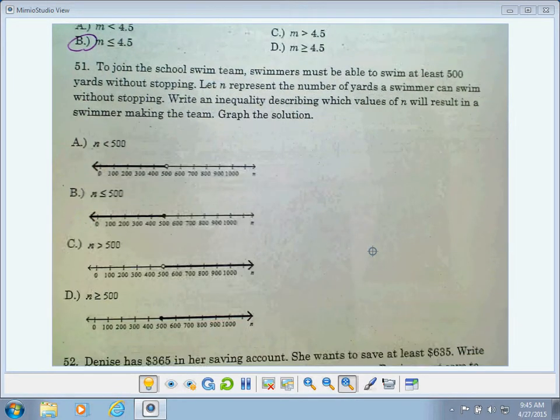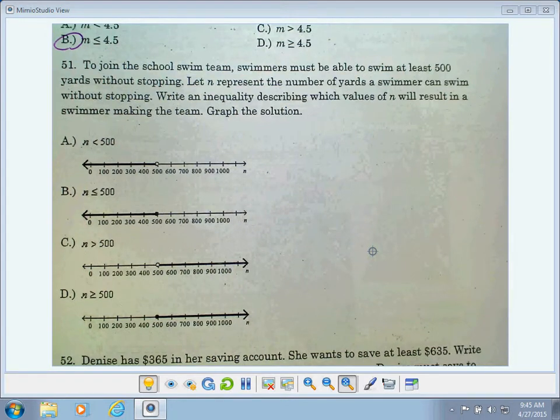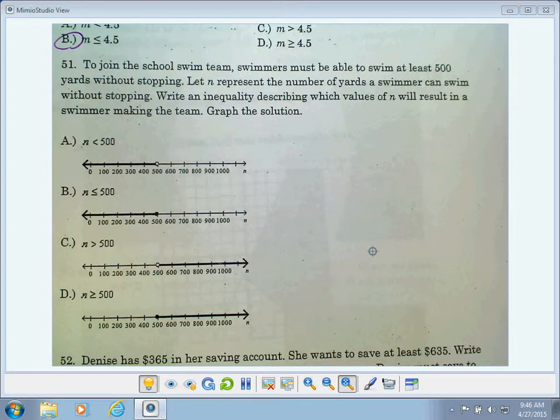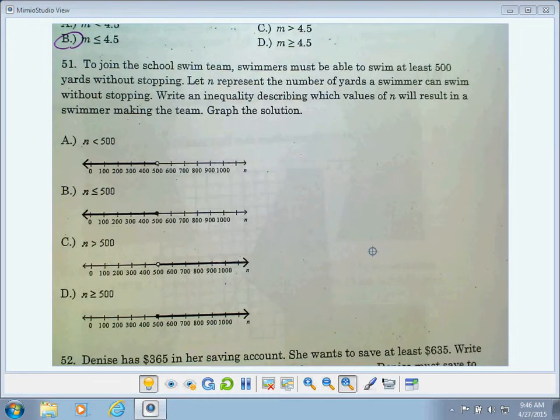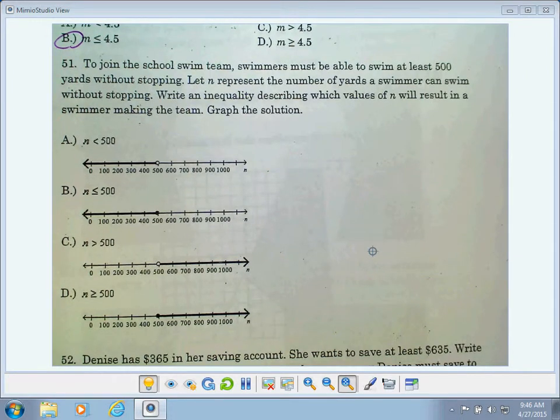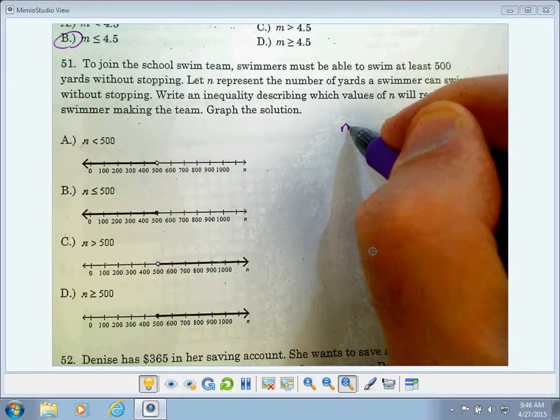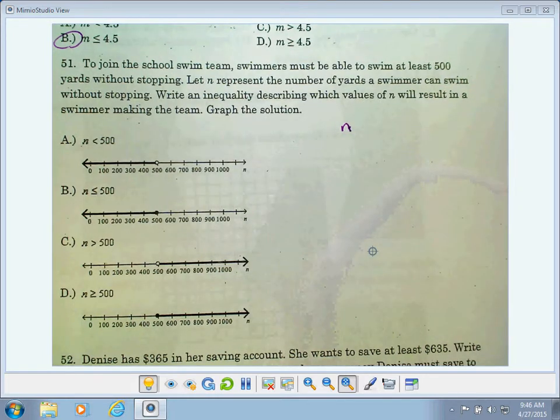Number 51, it says to join the school swim team, swimmers must be able to swim at least 500 yards without stopping. Let N represent the number of yards a swimmer can swim without stopping. Write an inequality describing which values of N will result in a swimmer making the team. So they have to swim at least 500 yards. So how do we say that? N has to be at least. So it could be okay to be 500, but it must be at least that.